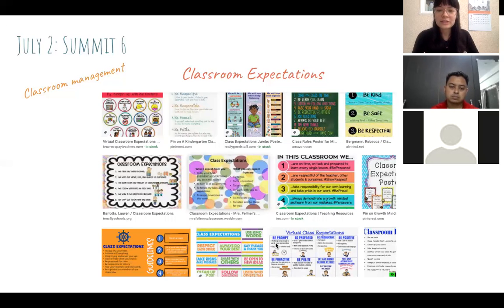Some classroom expectations are written on posters and then put up in the classroom. If you just search on the internet for classroom expectations and look at pictures, you'll see something like this, where there are all kinds of posters that teachers design, a list of behaviors. Be responsible, be honest, be polite, and they'll put it on their wall so that teachers can go through it at the beginning of the year and then just point to it if a student is not following one of these expectations or guidelines. Then the teacher can just say, look, you need to follow this.